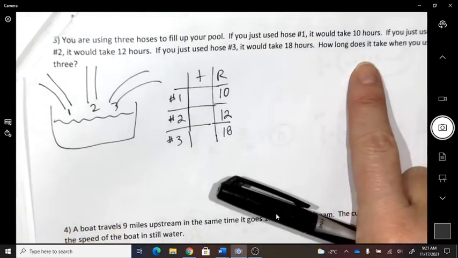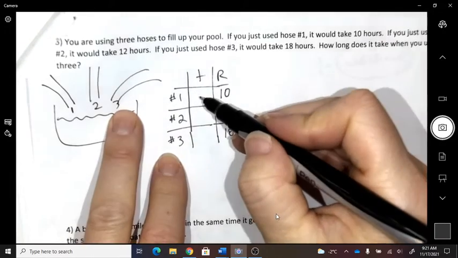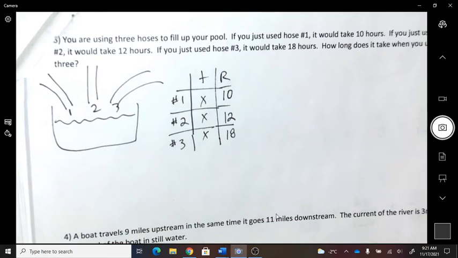How long does it take when you put all 3 of them working together? So I want to know the time. And the time is going to be the same. The same time, because when they're together, when they've filled the pool, they've all been going for the same amount of time.